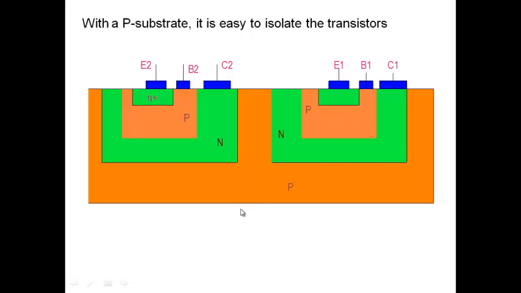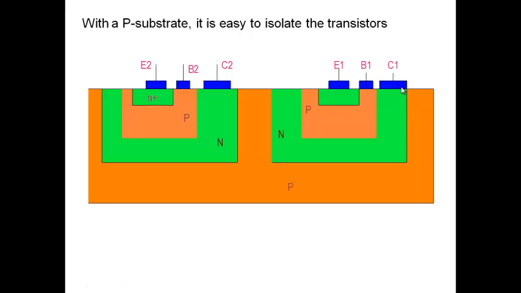And then what we do is, this substrate terminal that you see here, we keep at the most negative bias in my circuit. The most negative point in my circuit would be this substrate terminal. Which means this junction would always be reverse biased, because it's connected to the most negative part. So as you go from this collector to this collector, you see one reverse-biased junction and another reverse-biased junction. Two reverse-biased junctions means there's no current flowing. So the two collectors, C1 and C2, are isolated from each other.